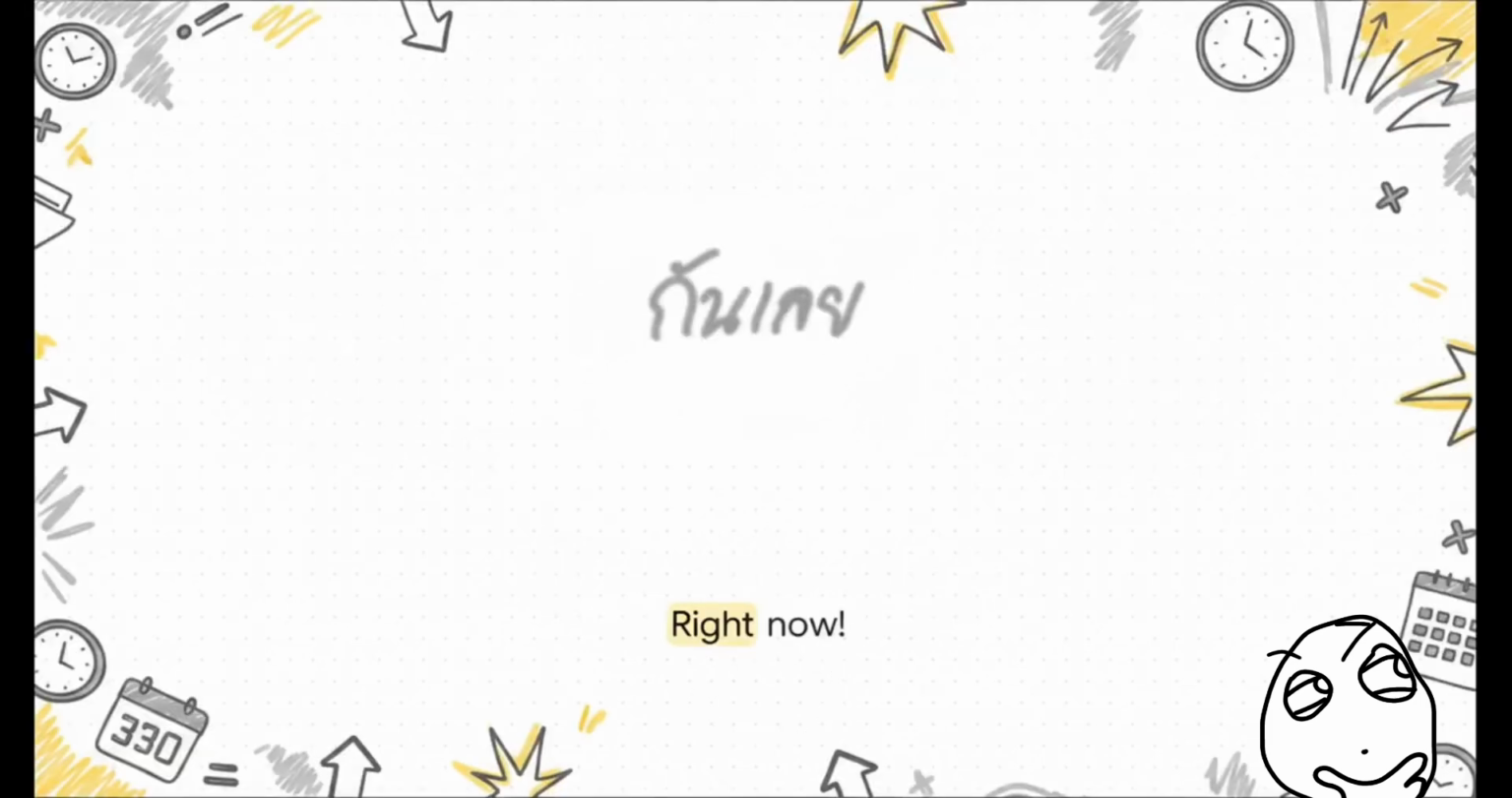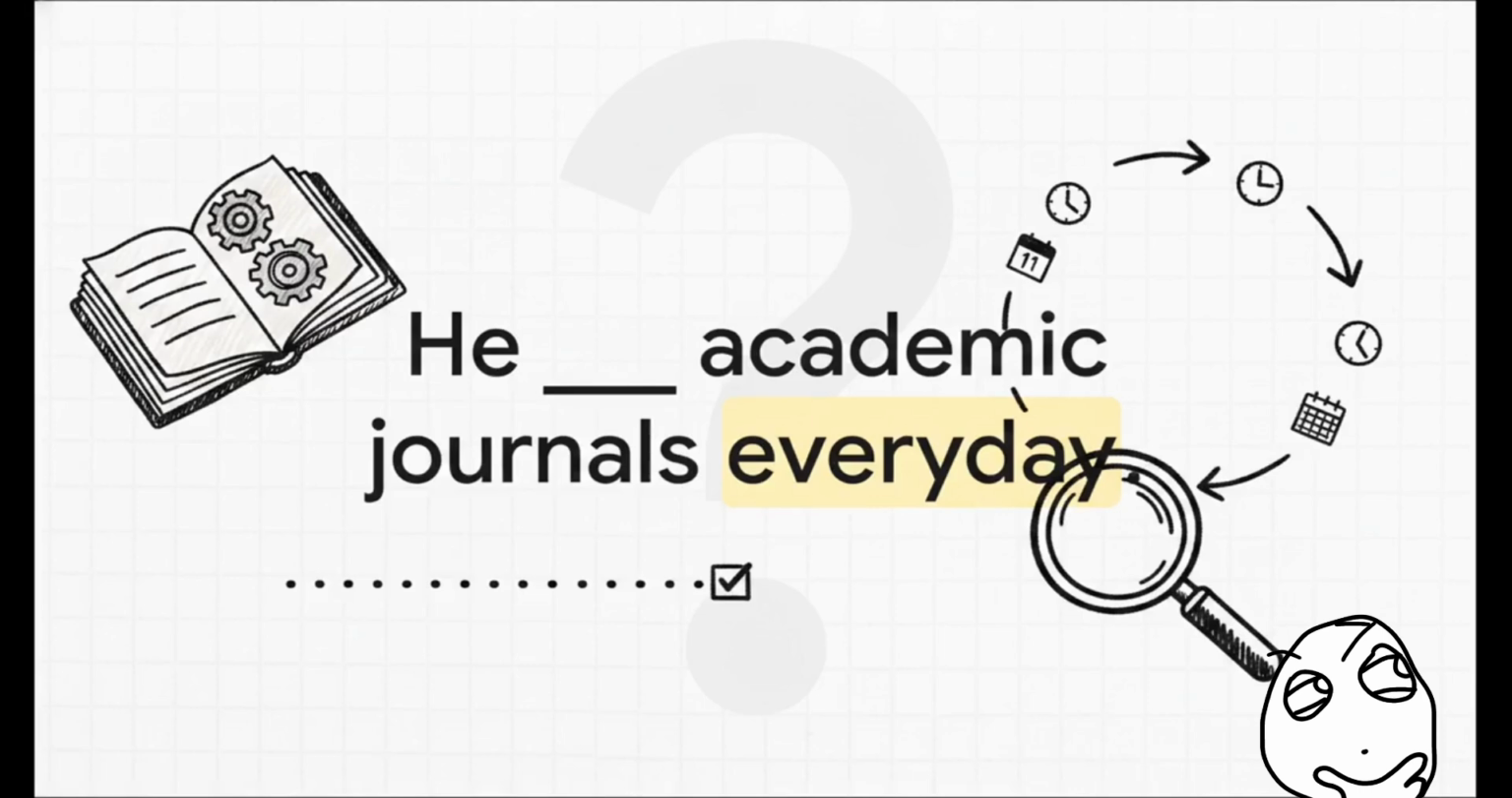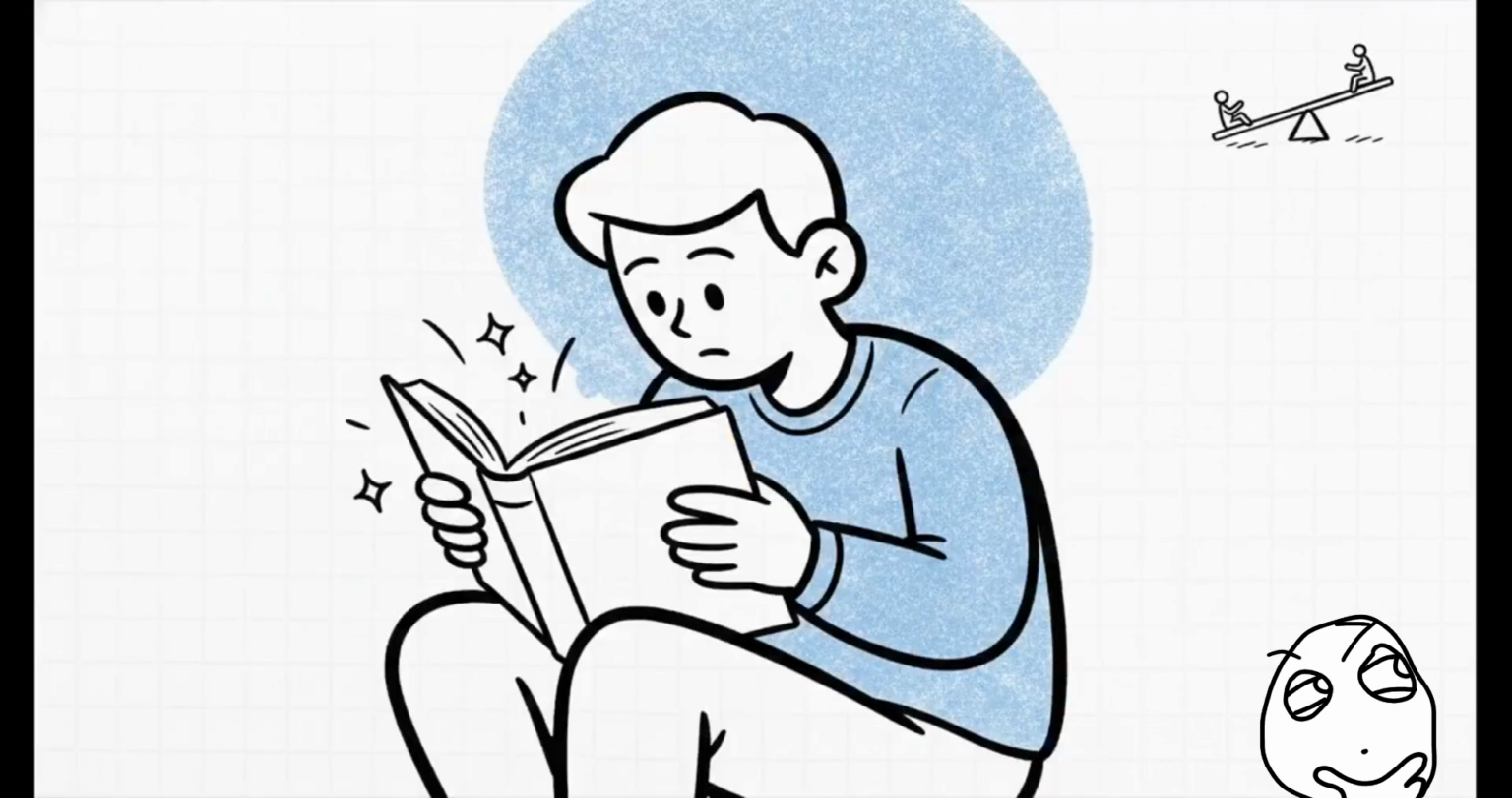Let's go. He blank academic journals every day. Notice anything? Yep, our cheat code keyword is sitting right there at the end. Every day means frequency, which guarantees present simple. So we can instantly cross out the choices that aren't base verbs, like reading and to read. Now we're down to read or reads. Take a second to think about it. And the correct answer is reads with an S.